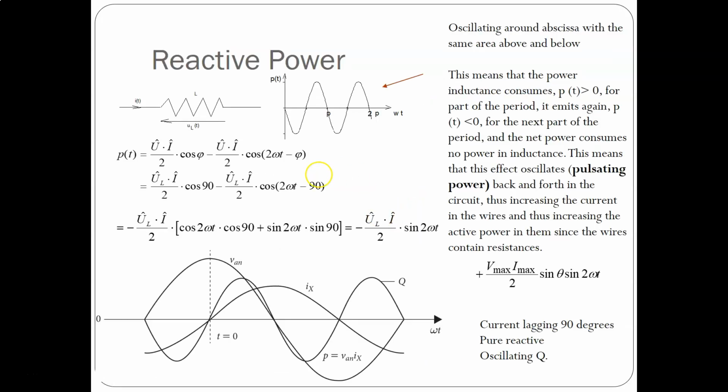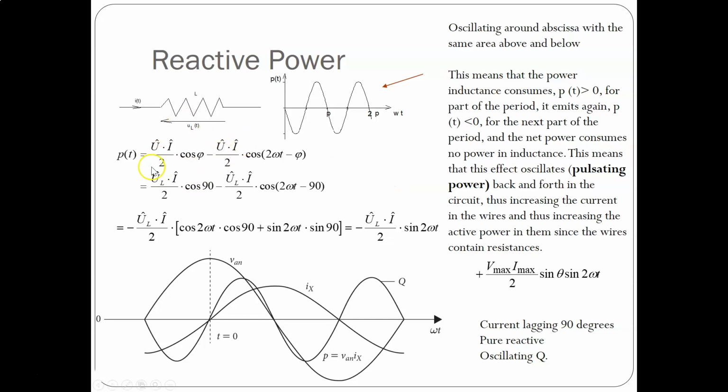When it comes to the reactive power, with pure inductance, you will see that we have an oscillating curve around the abscissa, with the same area above and below. This means that the inductance consumes power for part of the period, and it emits it again for the next part of the period. The net power consumed in the inductance is actually zero. So this effect oscillates. It's a pulsating power, back and forth in the circuit, thus increasing the current in the wires and thus increasing the active power losses in them, since the wires contain resistance. So this is a very basic but very important fundamental understanding.